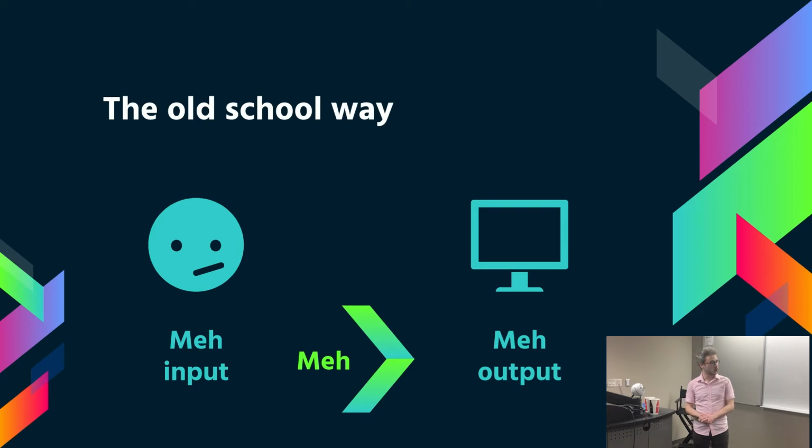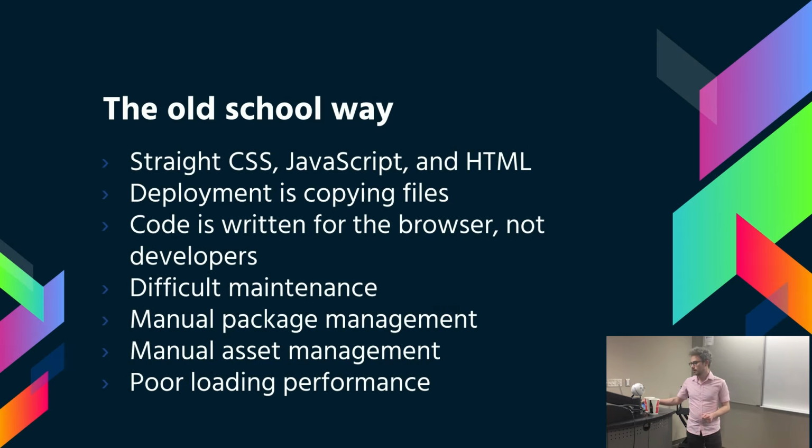So here's the old school way that has been around for years and years. It's still tried and true. Some people do it. It's a pain in the ass, though. So you start with your meh input, you go through your meh transition, and then you end up with your meh output. So what are some issues with the old school way?